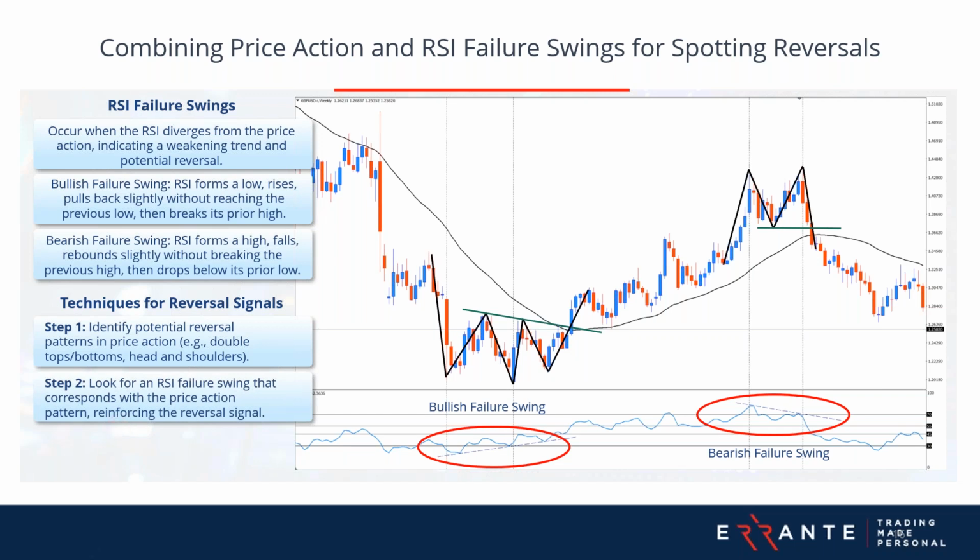Next, align these observations with an RSI failure swing, as we already identified it on a chart here. This correlation strengthens the reversal signal, suggesting a more robust case for an impending shift in trend direction. And finally, seek additional confirmation from other indicators.